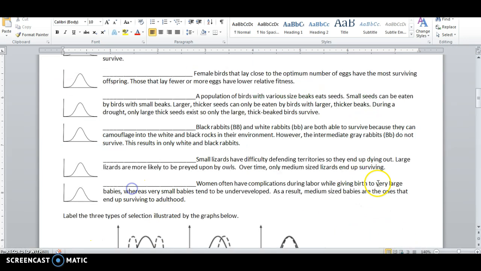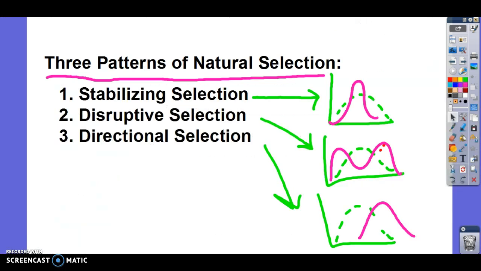Last one here, women often have complications during labor while giving birth to very large babies, whereas very small babies tend to be underdeveloped. As a result, medium-sized babies are the ones that end up surviving to adulthood. Okay, so only the medium babies end up surviving. So if we look at these, which one does it end up being? We should get stabilizing selection, okay? So again, draw this hump, write down stabilizing selection, and draw this tall, skinny hump.